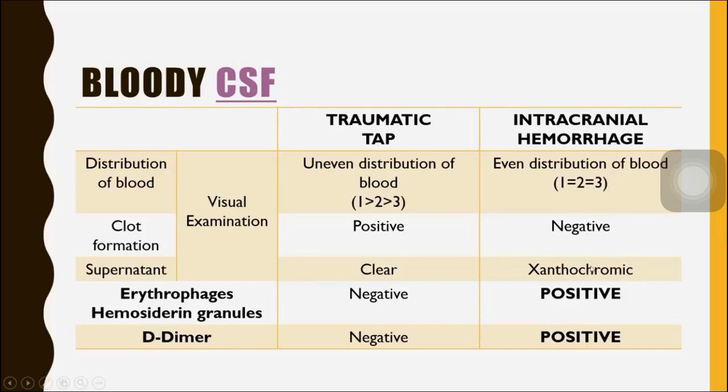What do you mean by xanthochromic? So any CSF supernatant that may be either pink, yellow, or orange. So how about erythrophages? Erythrophages are neutrophils that ingested RBCs, with hemosiderin granules. Positive sino? Si intracranial hemorrhage. Okay, take note, positive si intracranial hemorrhage.